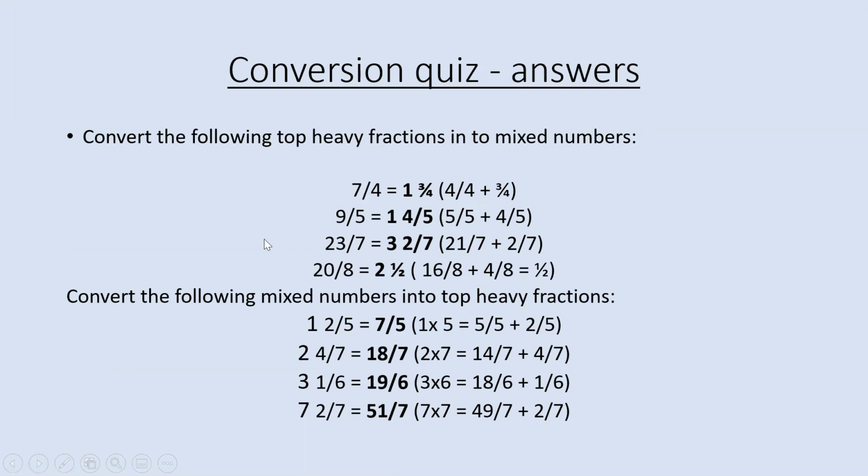23/7 equals 3 2/7. The whole number 3 represents 21/7, plus 2/7 takes us to 23/7, so that would be 3 2/7. 28/8 equals 2 1/2. The whole number 2 is worth 16/8, plus there are another 4/8 to add on top of that to get us to 28/8.